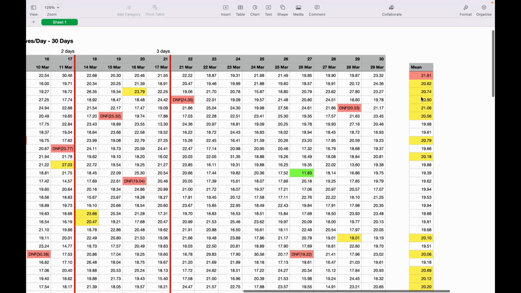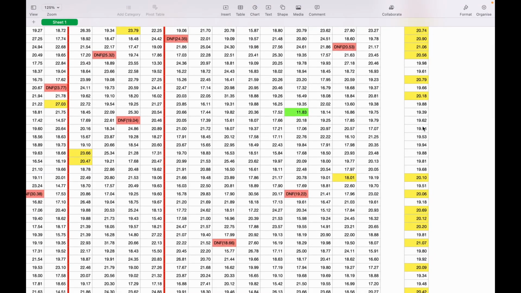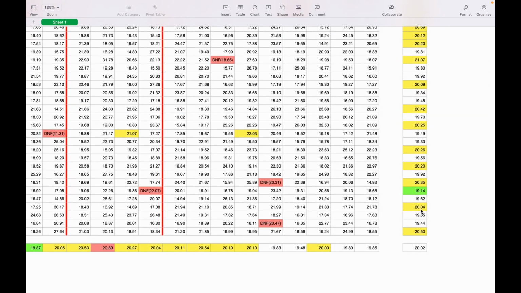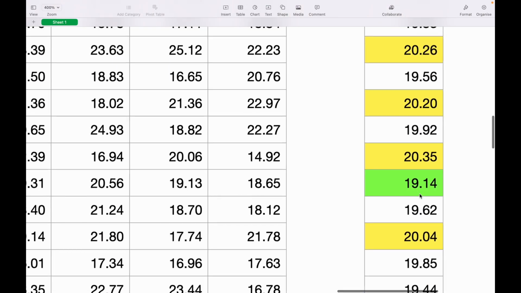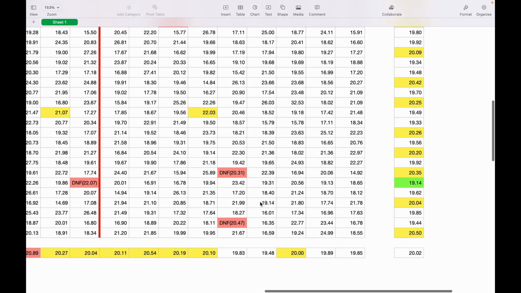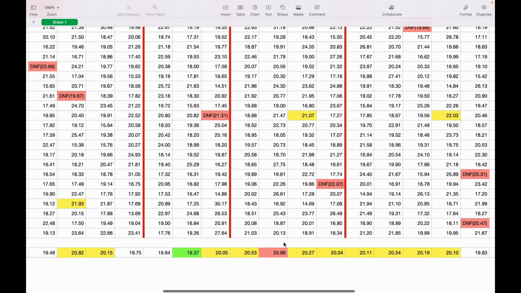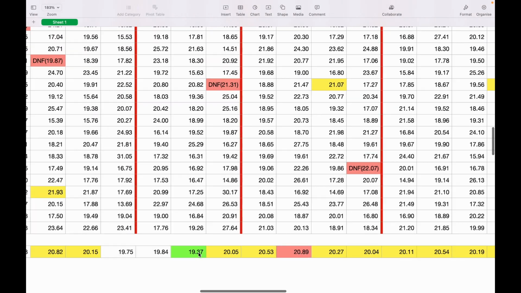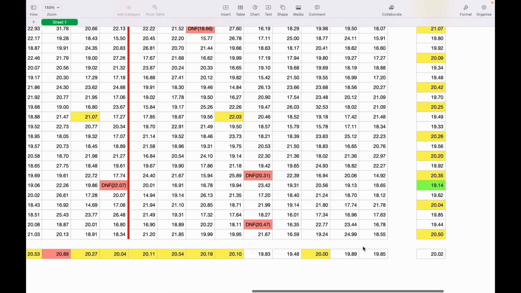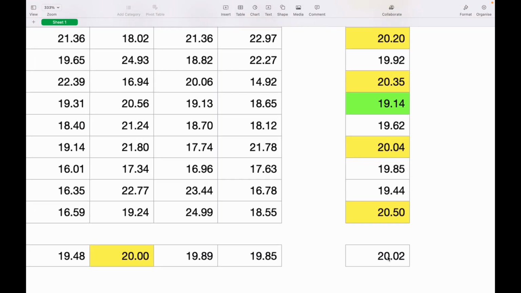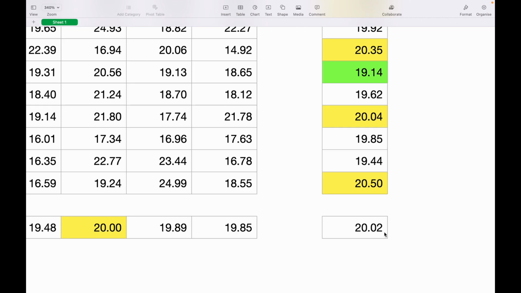Then I have in yellow all the ones that are above 20, and here the best one I had was 19.14. Also here I have the means by each day. So day 1 this was the mean, day 2 this was the mean, and so on. Also in yellow the ones above 20, and here the worst one, and here the best one, 19.37. I also have the mean of the means for each day, and interestingly it was 20, spot on, because this is my average.